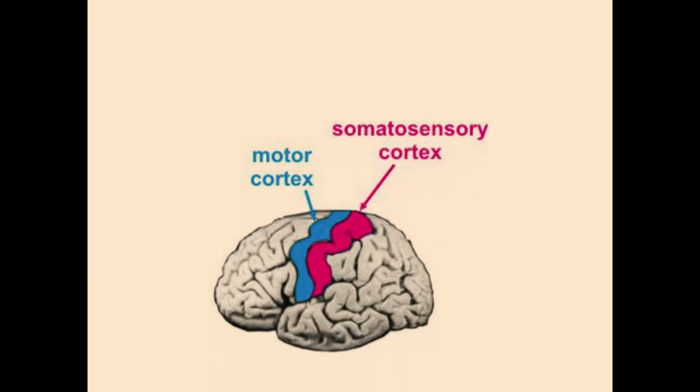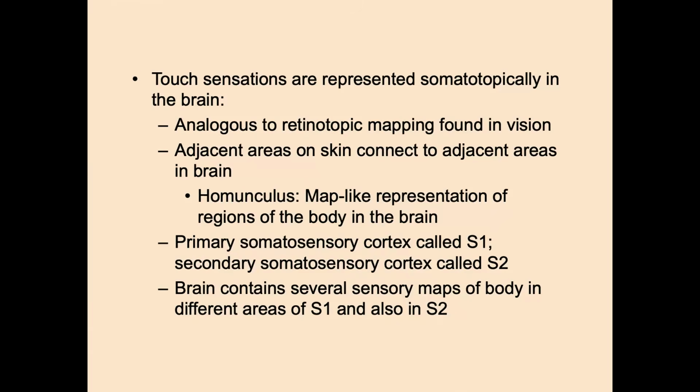Okay. All right, so you've got this massive array of different types of receptors. Where do they end up? So they project ultimately to somatosensory cortex. Okay. So touch sensations are represented somatotopically in the brain. All right, so this is another key concept.